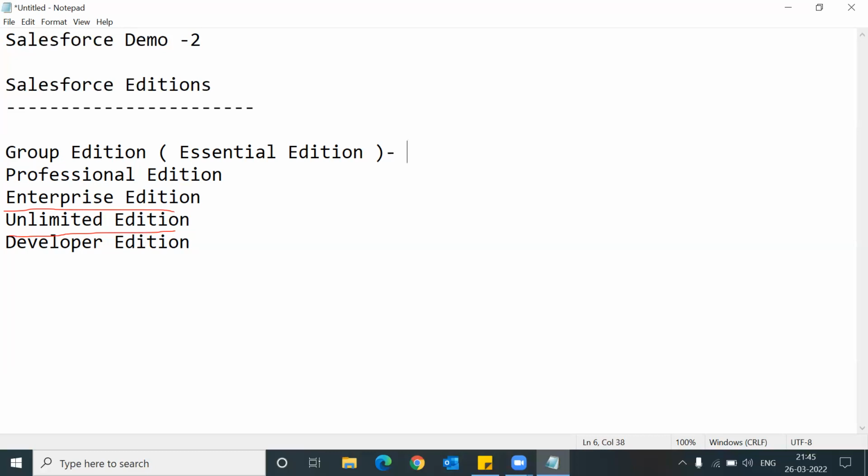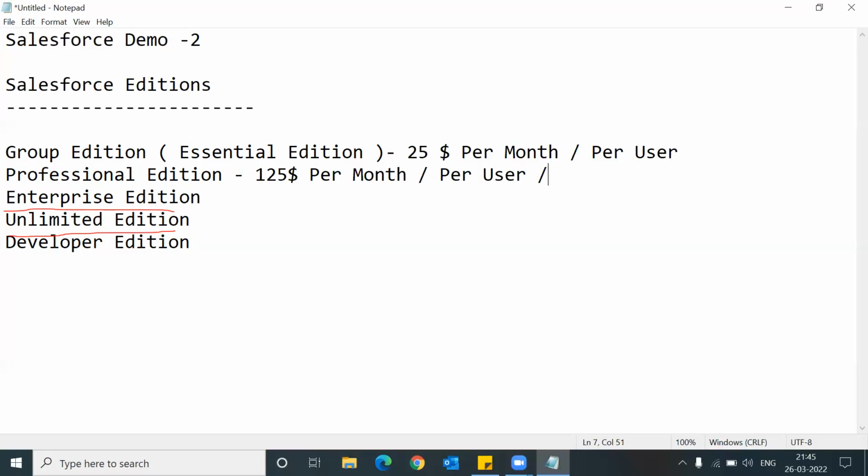This cost is $25 per month per user. You don't need to know the cost, but I'm telling you anyway. The next is $125 per month per user. And this one you can see is $175 per month.